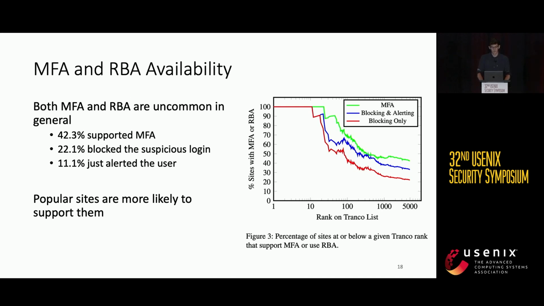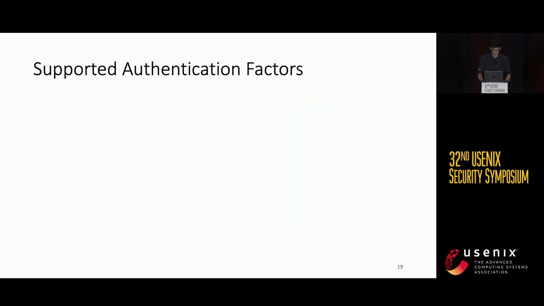We also found that popular sites are much more likely to support MFA and RBA, as shown by this graph here. So this maps the percentage of sites at or below a given Tranco rank that either have MFA in green or that have various RBA behavior in orange and red and blue. And what you can see is that within the Tranco top 10, every single site that we audited both had MFA and blocked the suspicious login attempt. But by the time you reach rank 50, both plots are in nosedive and continue to decrease all the way down to the long tail of our distribution.